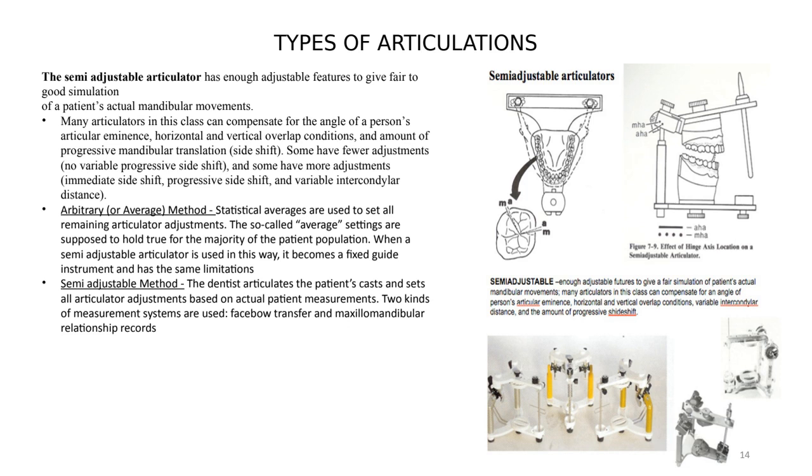Okay, arbitrary or average method. So we talk a little bit about that. It's statistical averages that are used to set all the remaining articulator adjustments. The so-called average settings are supposed to hold true for the majority of the patient population. When a semi-adjustable articulator is used in this way, it becomes a fixed guide instrument and has the same limitations.